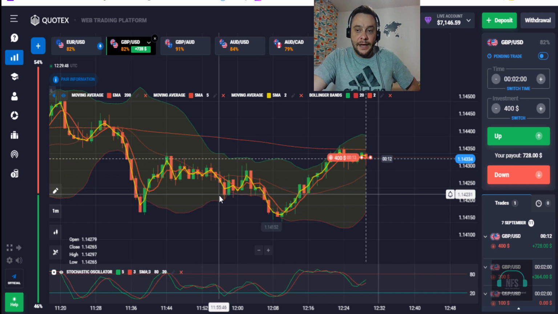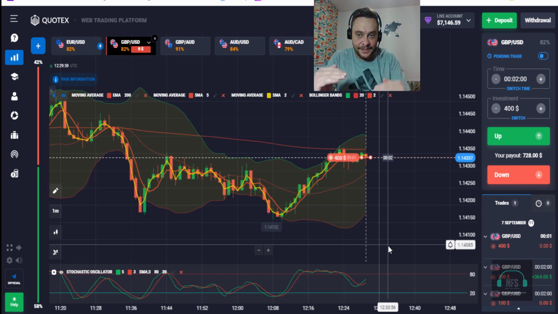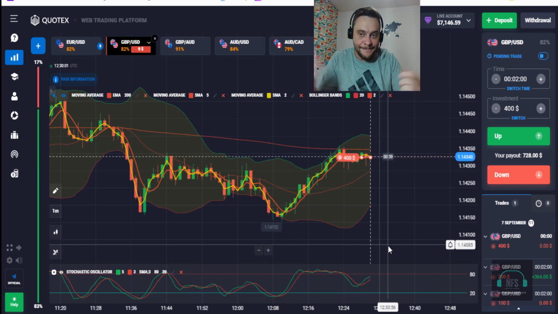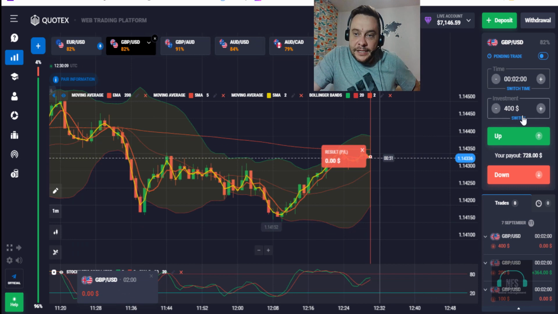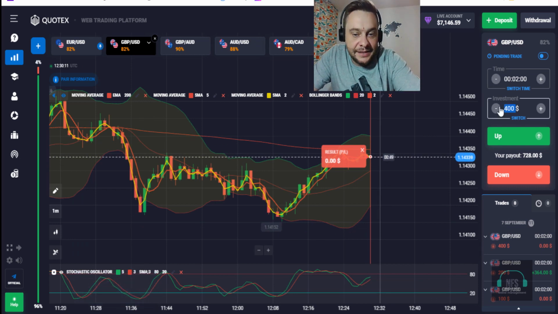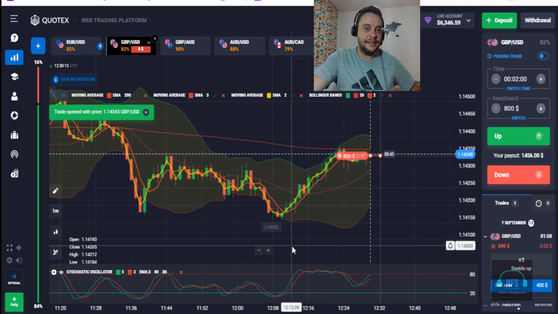Let's see if we'll be in the money or not. We still have 10 seconds. Let's wait for this one because it is important. And as you can see, the price is somewhere there, and now out of the money, unfortunately. Let's place a $800 trade here, a down $800 trade, no problem.